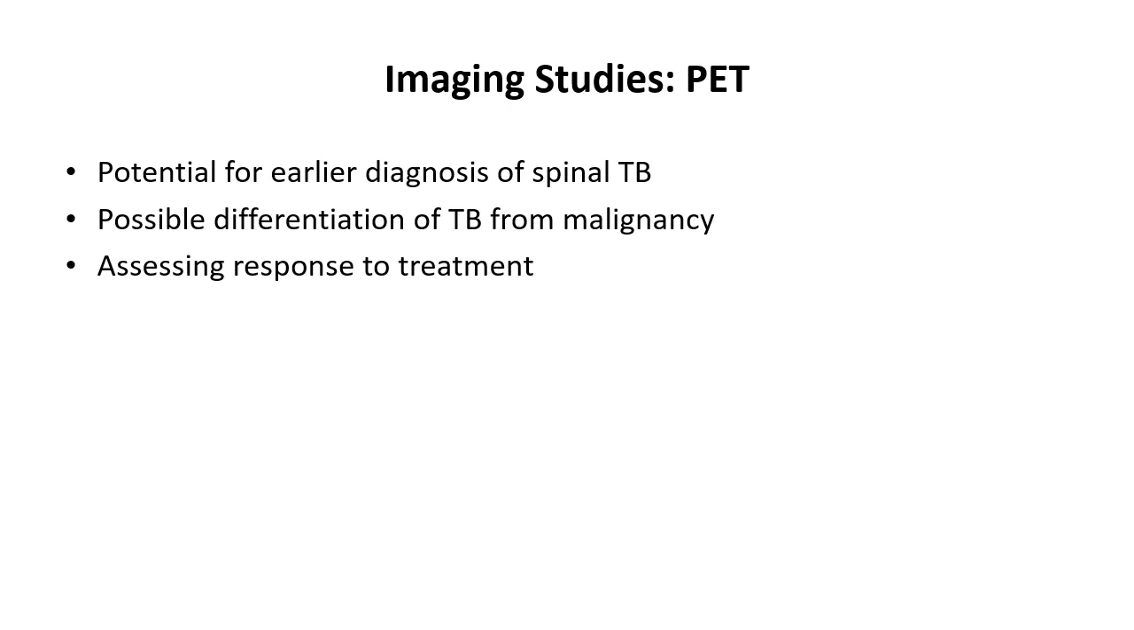Fluorodeoxyglucose positron emission tomography and PET-CT are newer modalities that have the potential for earlier diagnosis of spinal TB and possible differentiation of tuberculosis from malignancy, and also for assessing ongoing response to treatment. Although all these modalities, either singly or combined, can strongly suggest spinal TB, histopathological confirmation remains a gold standard both for diagnosing tuberculosis and for ruling out other pathology.